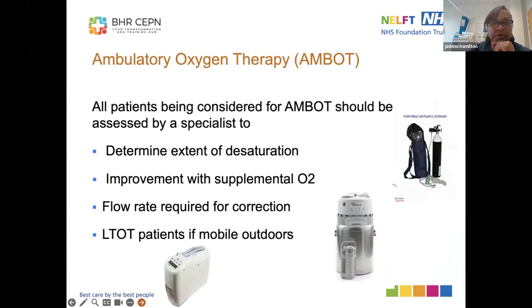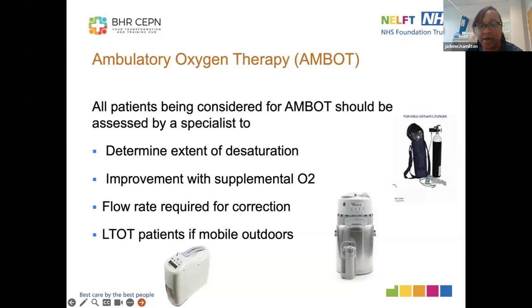For ambulatory oxygen therapy, they need to be referred to us so we can do the walk to see to what extent they desaturate. And then we would walk them with oxygen to see if there's any improvement with the oxygen. It helps us determine what flow rate is required. And if they're already on long-term oxygen therapy, but they're mobile outdoors, then of course they will also receive ambulatory oxygen.